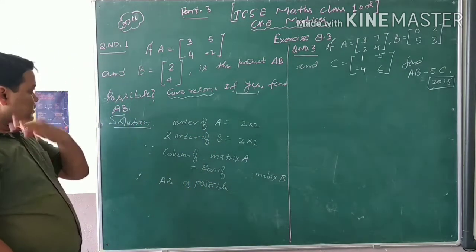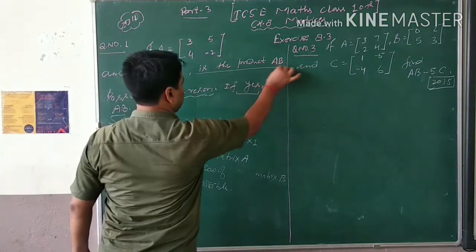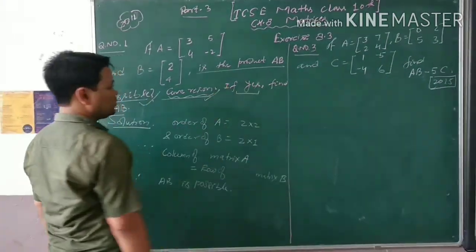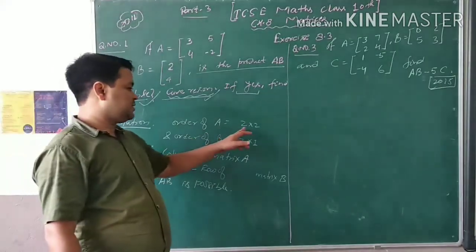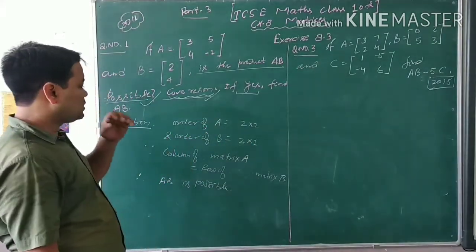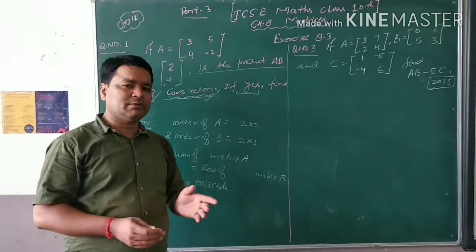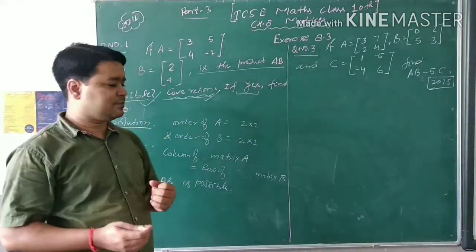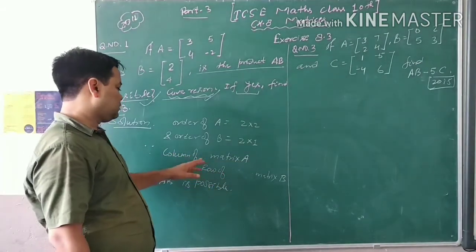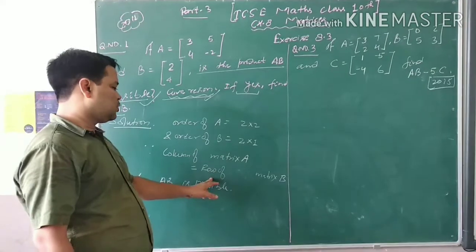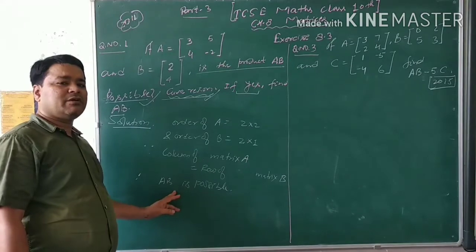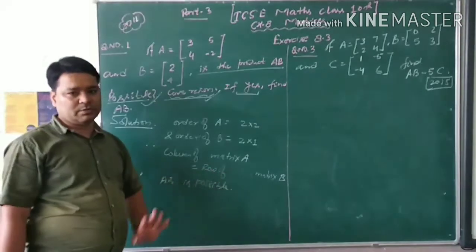Okay, this is the answer up to this: whether the multiplication is possible or not, and we also give the reason. Here the order of matrix A is 2 by 2 and the order of matrix B is 2 by 1. For two matrices to be multiplied, the number of columns of matrix A should be equal to the number of rows of matrix B. Therefore, AB, the multiplication of matrices A and B, is possible.